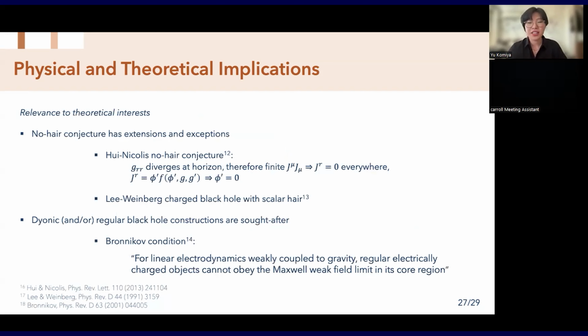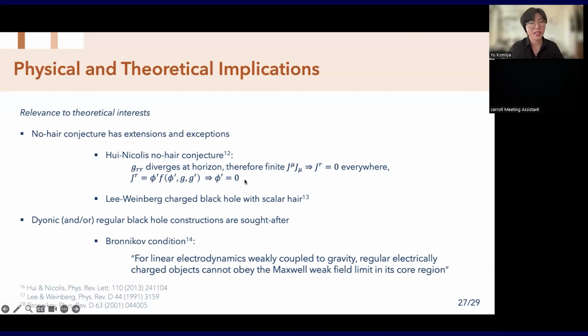And one more thing is that this type of object actually has a lot of theoretical relevance. So one very obvious thing to think about is the no-hair conjecture. In this case, we definitely have some sort of scalar field, and it's non-trivial. But of course, the no-hair conjecture, in particular the Hui-Nicholas version of this, tells us that we expect any scalar field in this scenario to go to zero. But we're evading this particular conjecture in this case, where we have this theta F F tilde being some sort of source term. So we're exactly evading the assumptions that they have put on.